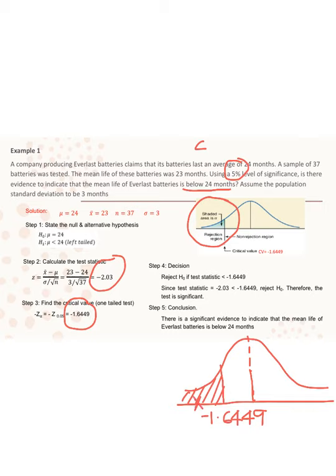Ataupun dari segi value-nya kita boleh compare. Kalau value test statistik less than negative 1.6449, we will reject H0. Okay, so since kita calculate test statistik kita adalah negative 2.03 which is less than negative 1.6449, so we will reject the H0. So therefore we can say that the test is significant.